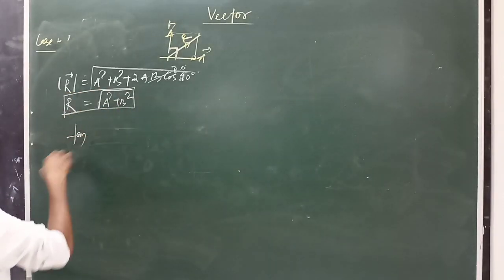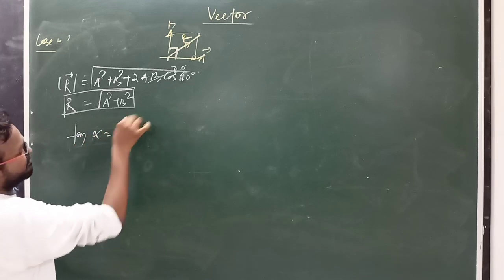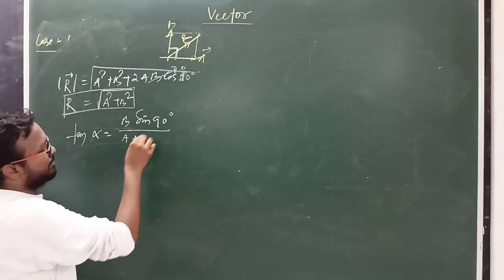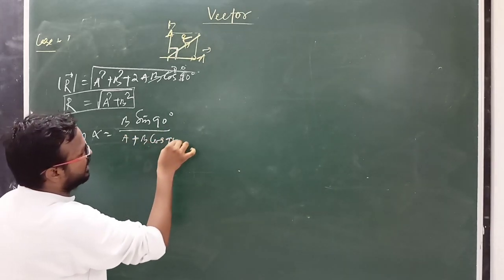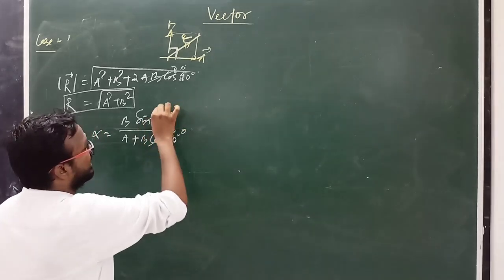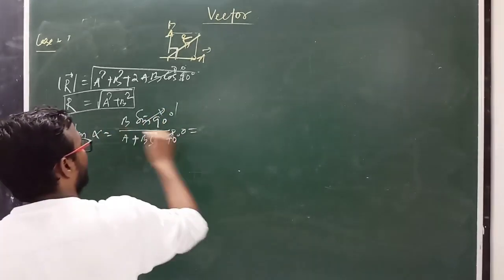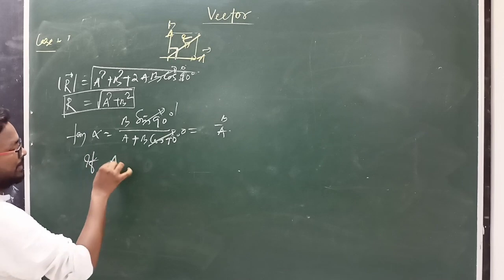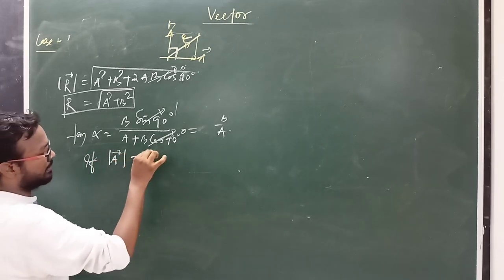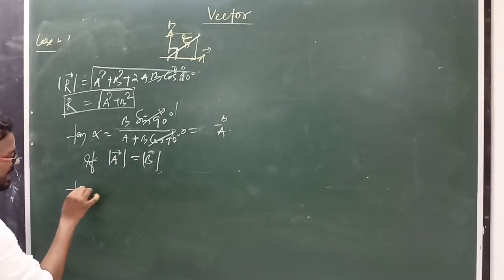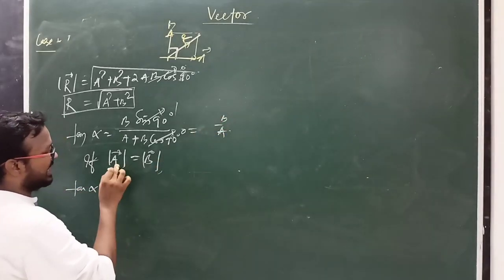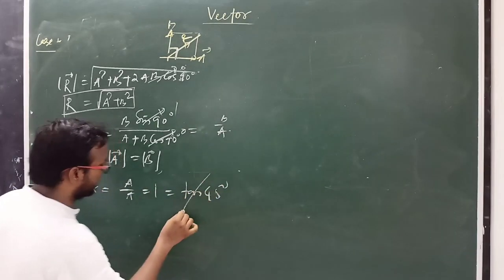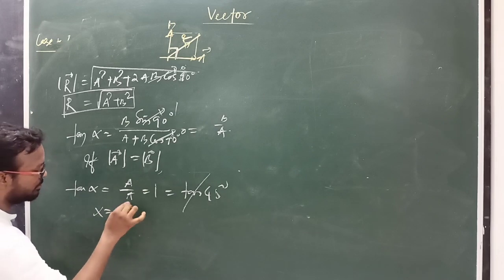Clear? And direction you can find: tan alpha equal to B sin theta, and theta is here 90, divided by A plus B cos theta. Cos 90 equal to 0, but sin 90 is equal to 1, then this value will be B divided by A. Clear? And in this case if the magnitude of vector A equal to magnitude of vector B, then tan alpha equal to B by A, means A equal to B, so A by A is equal to 1, and its value is tan 45 degree, so tan cancels, so alpha is here 45 degree.